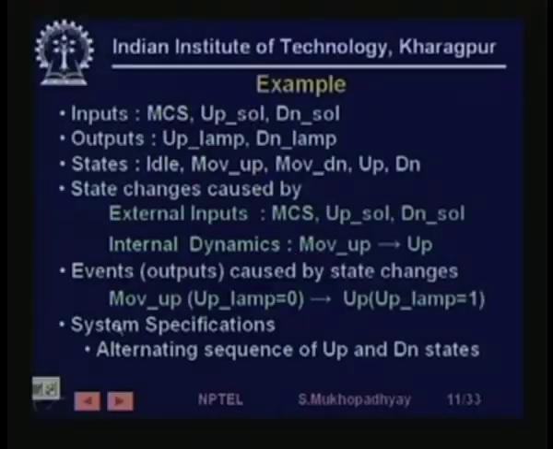And a system specification, as we said, is: what is the objective of the machine? The objective of the machine is that when the control switch is on, at that time it must come down, go up, come down, go up. This it must do a certain number of times, till the MCS switch is put off. If the MCS switch is put off, immediately it must go to the idle state, whatever the position of the press is at that time. So the system specification for this system could be an alternating sequence of up and down states. It must continuously go from up to down and down to up states.